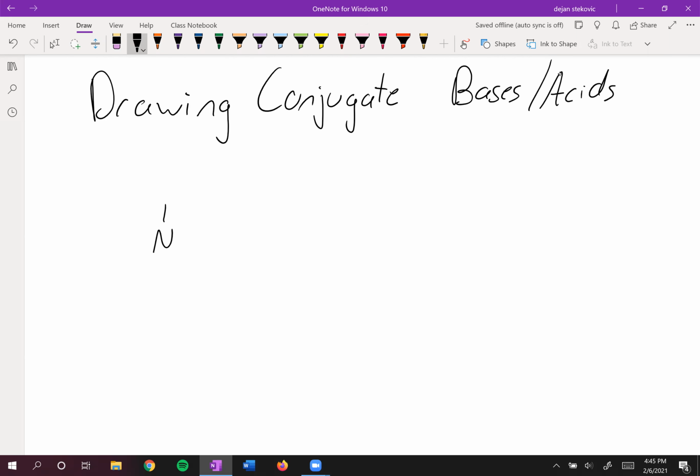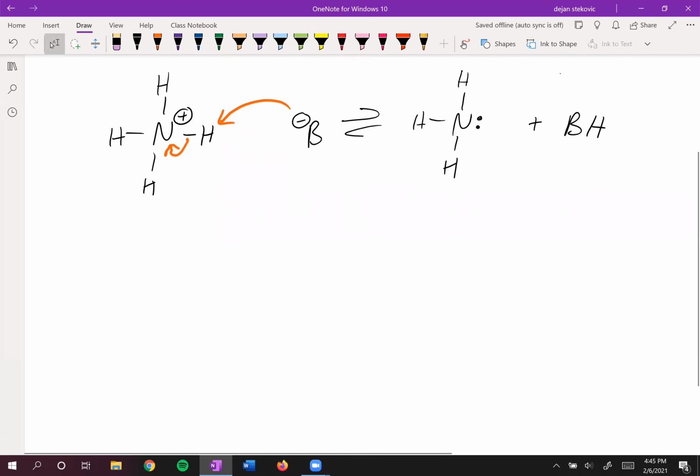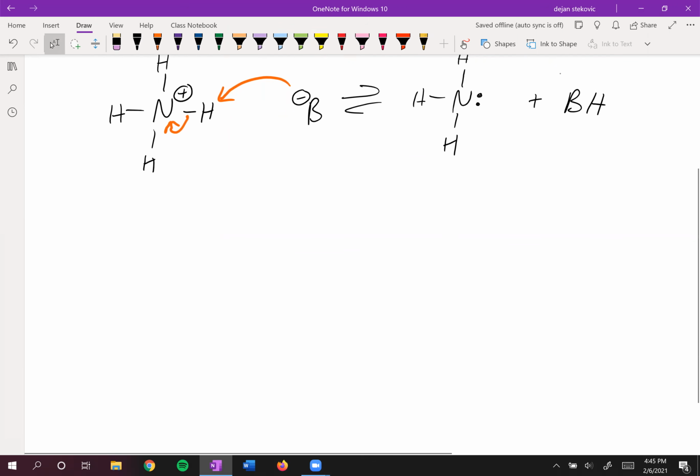For relatively simple compounds like ammonium, NH4+, all of these protons are the same. So it's relatively easy to predict that one of these equivalent protons is going to get ripped off, and then the electrons from that N-H bond are going to turn into a lone pair to form your NH3, or ammonia, and then your BH, where B is just some kind of generic base. That's relatively simple because it's a relatively simple molecule.